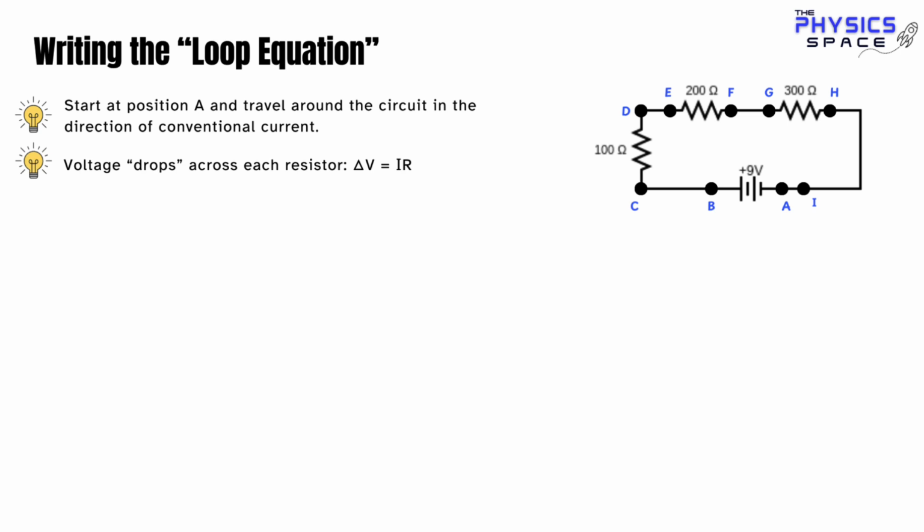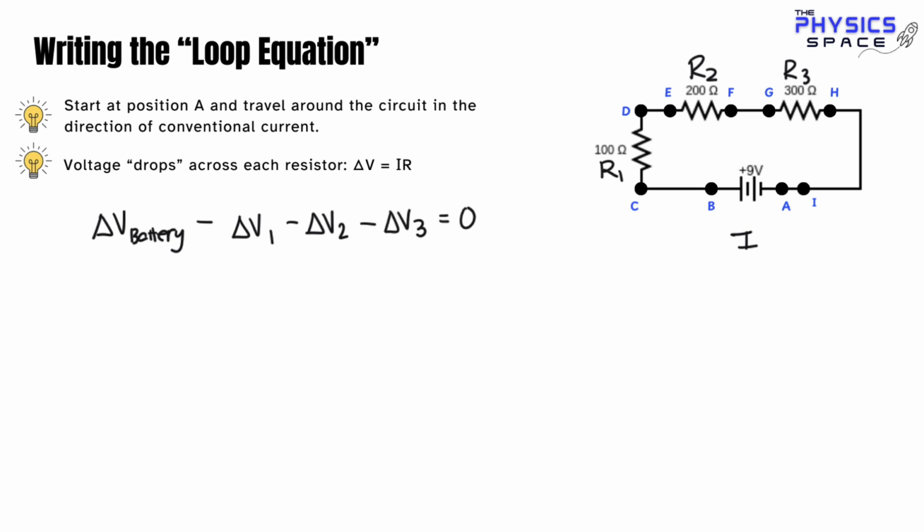So if I start at point A and I go across the battery, we're going to look at this as we have this positive battery voltage. I'm going to call this resistor 1. We'll write it in terms of variables first. This will be resistor 2, and this will be resistor 3. And then the current in this circuit I'm just going to refer to as I. So my battery voltage minus the voltage across resistor 1 minus the voltage across resistor 2 minus the voltage across resistor 3 is equal to 0.